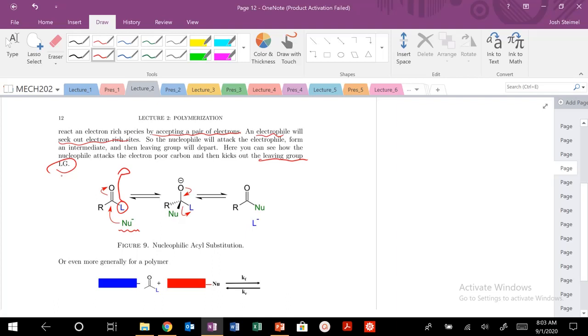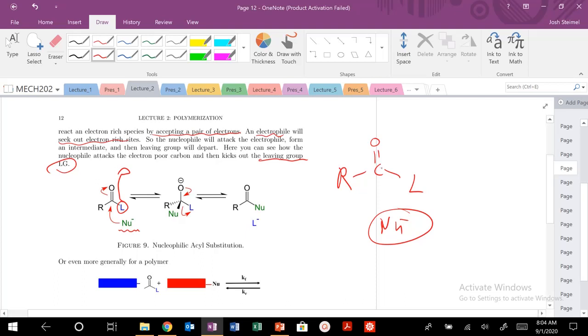So what happens here? Let's look at this structure. Let's draw it over here. I have my carbon, oxygen, leaving group, and I have my nucleophile. My nucleophile is partially negative. Hopefully it has low electronegativity. Where is the electron? Again, my nucleophile is electron rich. It wants to react with something that's electron poor. What element here is electron poor?